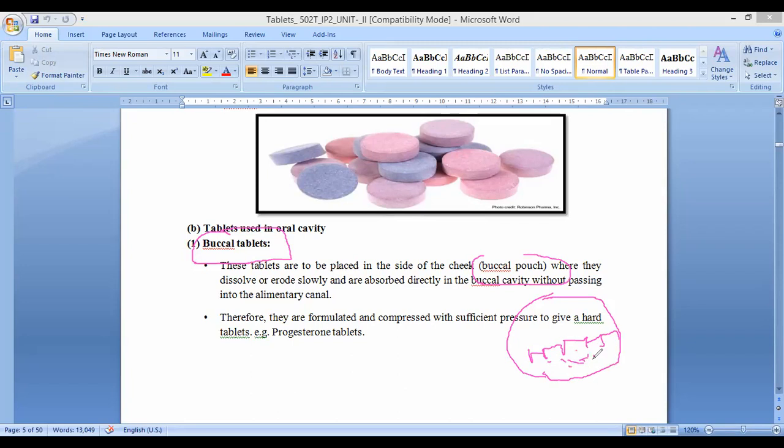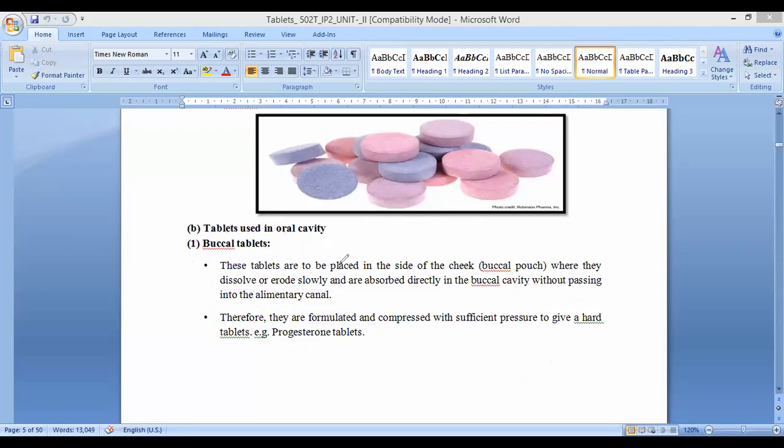So this pouch is called the buccal pouch, where these buccal tablets will dissolve, slowly erode and are absorbed directly into the buccal cavity without passing into the alimentary canal, that is the GIT. Therefore these formulations are compressed with sufficient pressure to give a hard tablet, and an example of buccal tablets is progesterone tablets.